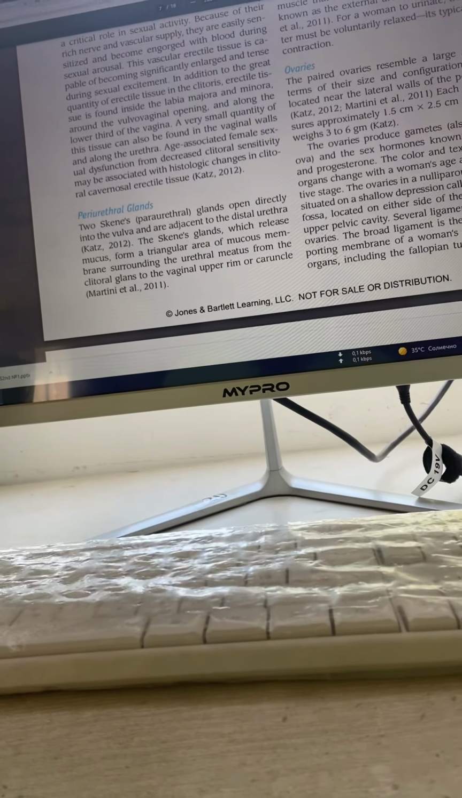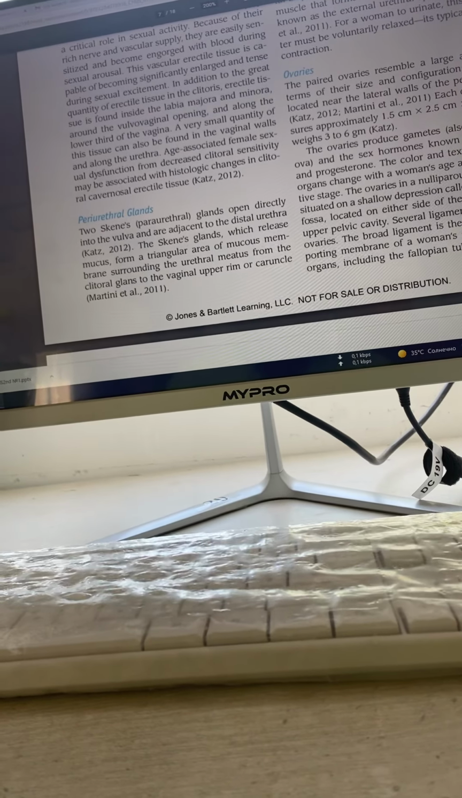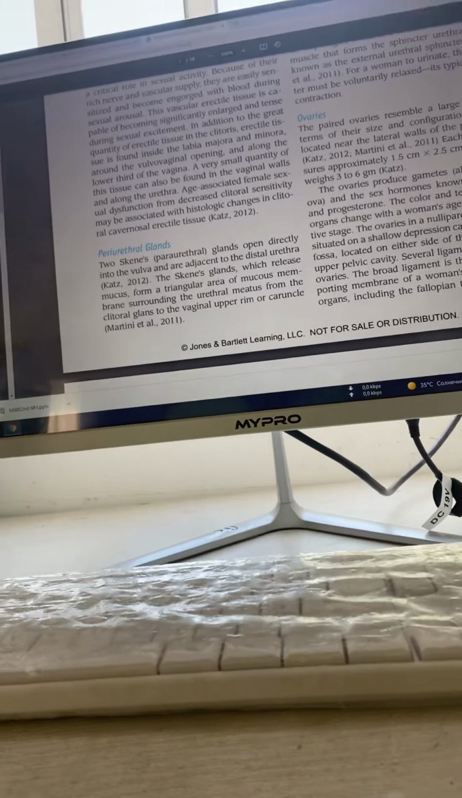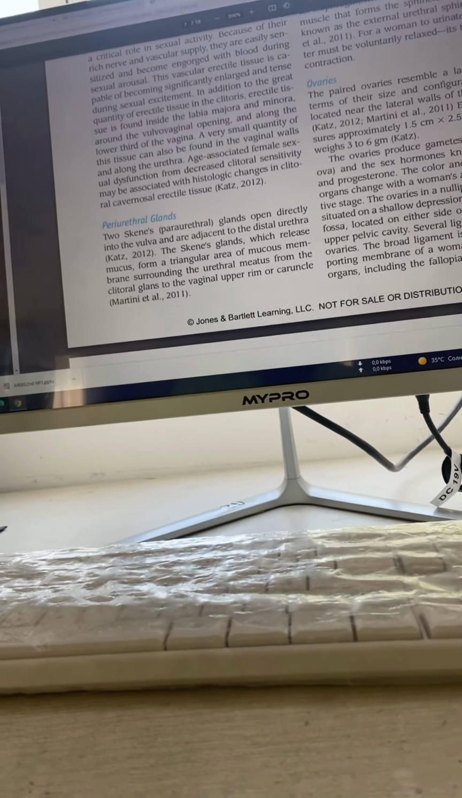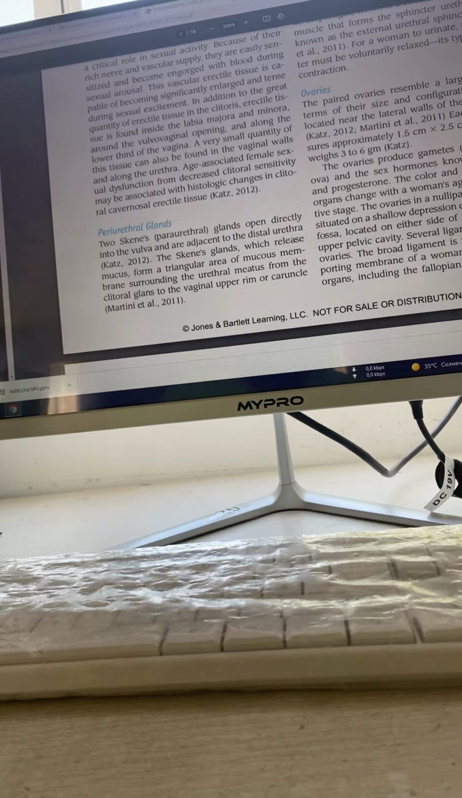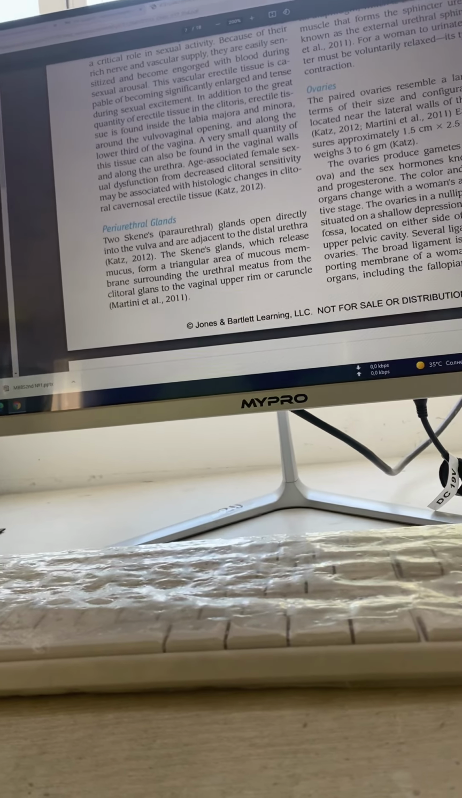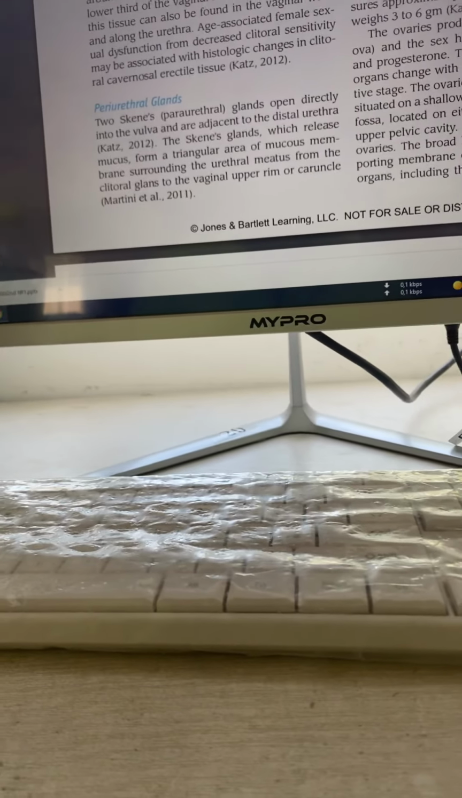Periurethral glands. Two skinny periurethral glands open directly into the vulva adjacent to the distal urethra. The skin glands, which release mucus, form a triangular area of mucous membrane surrounding the urethral meatus, from the clitoral glands to the vaginal upper rim and caruncle.